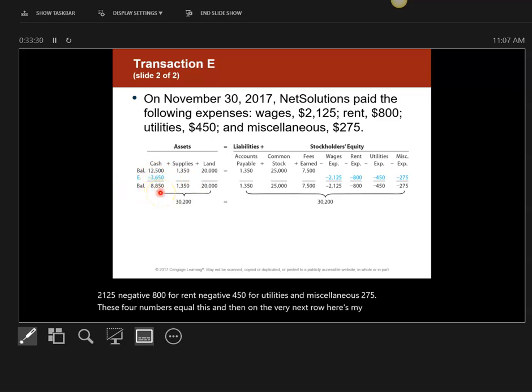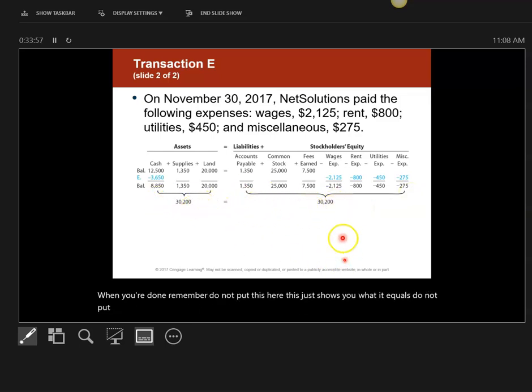I now have $8,850 cash, my supplies balance, my land balance, my accounts payable, my common stock, my fees earned, and then my expenses. Notice they all have negative signs. Make sure you follow the negative signs. When you're done, remember, do not put this here. This just shows you what it equals. Do not put this on the sheet. So next we're going to move to transaction F.